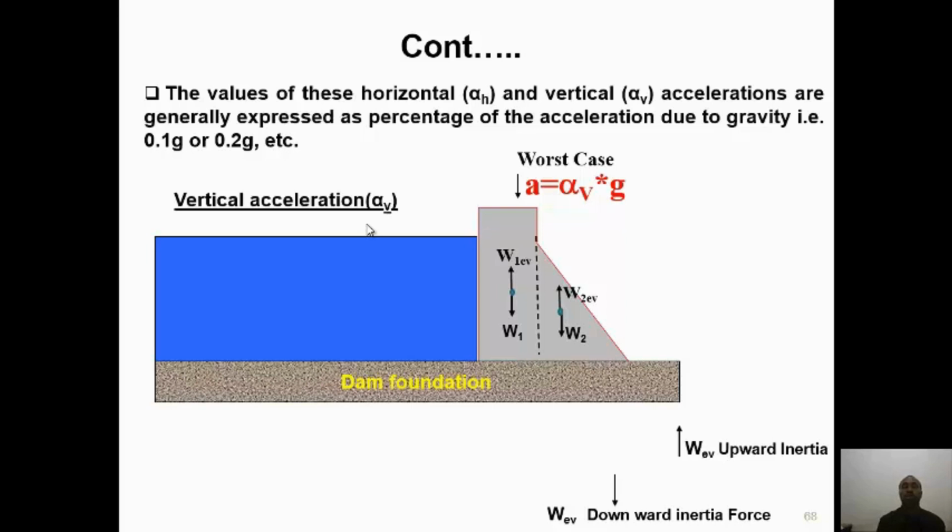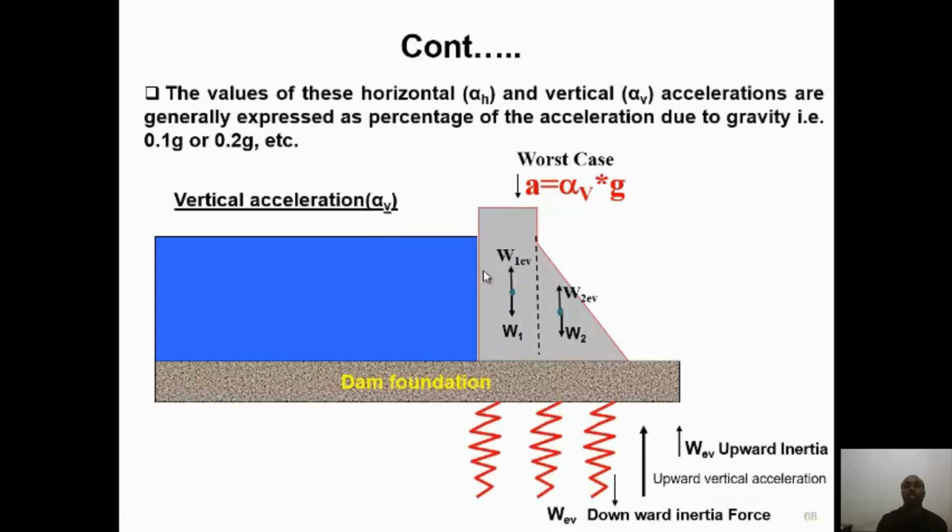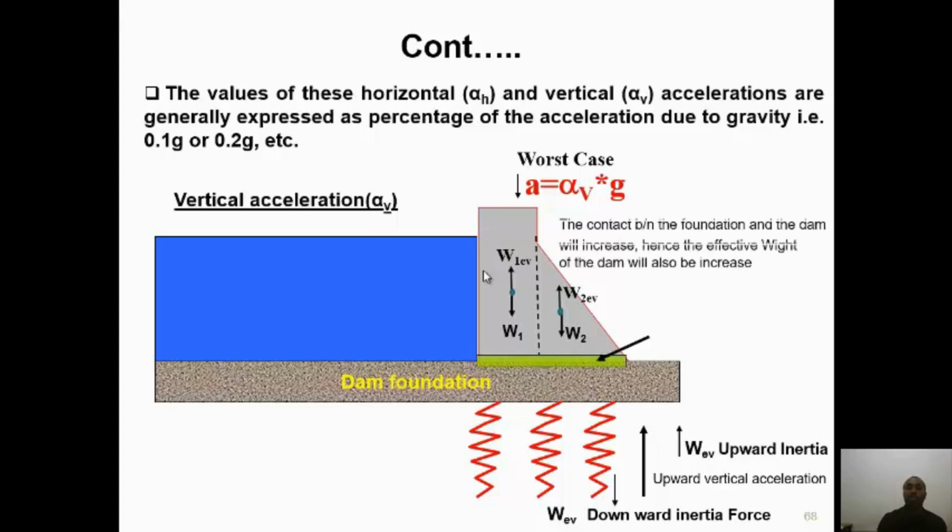The worst case is when earthquake acceleration is in the downward direction, then the inertia force will be in the upward direction. As a result, the dam may fail. This is the direction of upward vertical acceleration, then the inertia force will be in the downward direction. You can see the base contact between foundation and dam will increase, and then the effective weight of the dam will also increase.